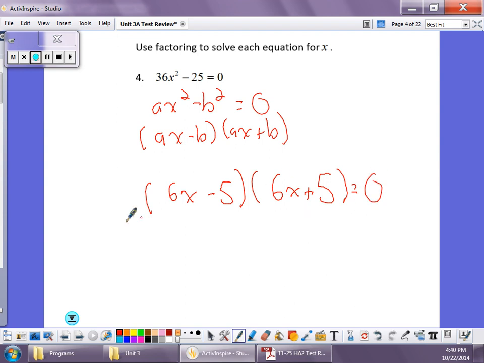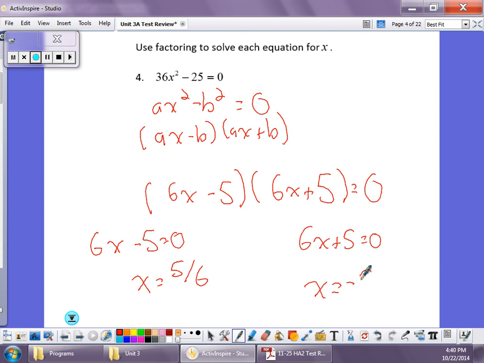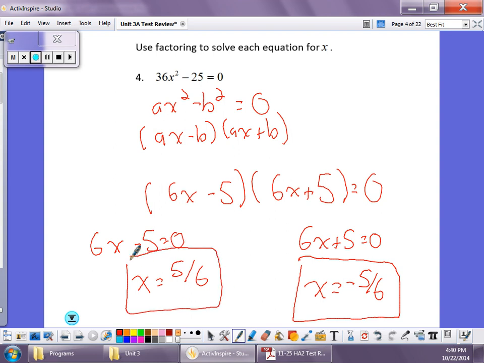And then I would just set each of those equal to 0 separately and solve for x. So here I would get x equals 5/6, and then 6x plus 5 equals 0, and x equals negative 5/6. You have to be careful to follow the directions. Here it says solve for factoring, so I factored. I didn't solve using square root.